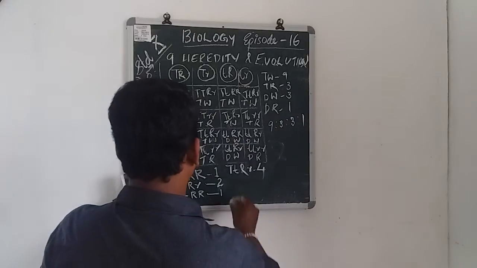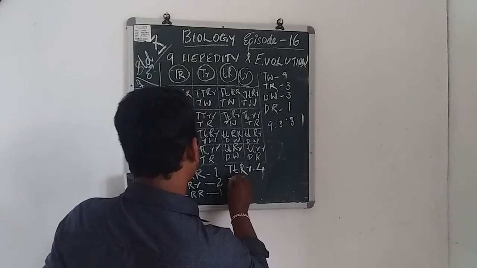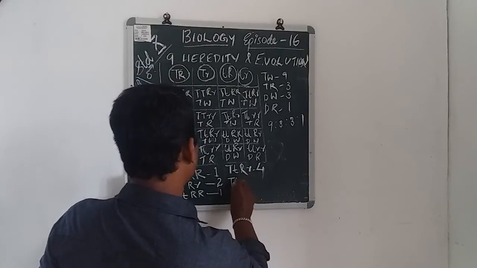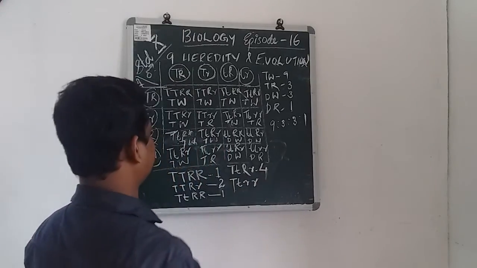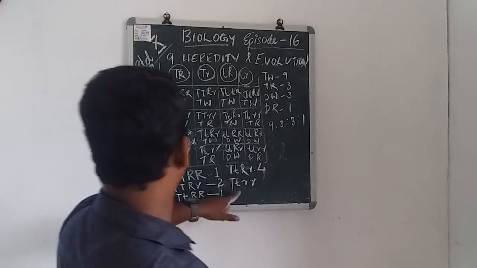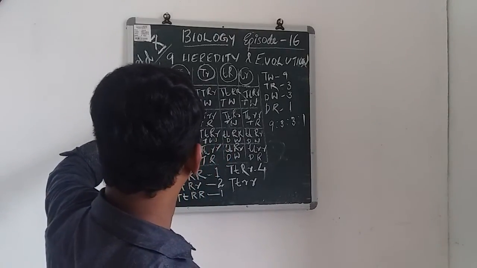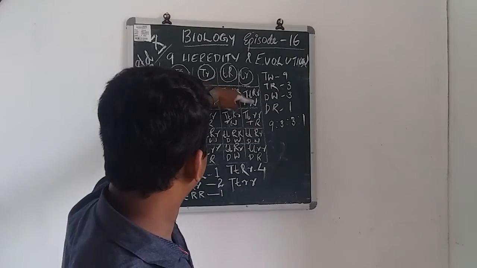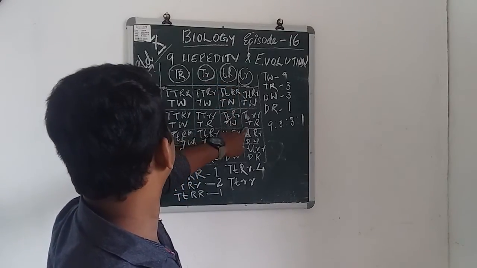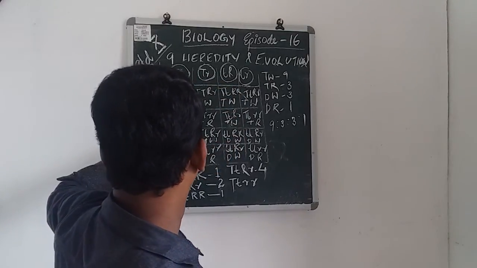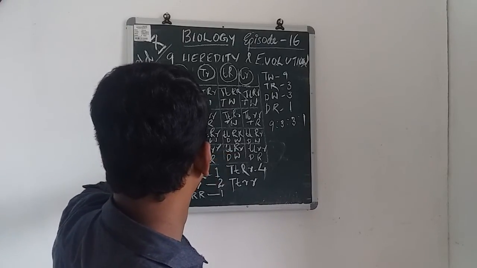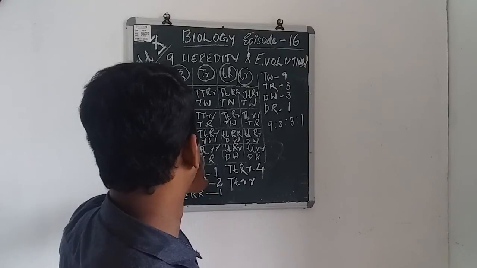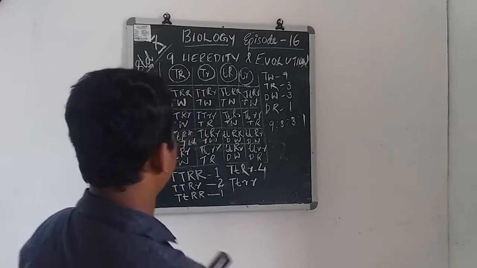And next, capital T, small t, small r, small r. Capital T, small t, small r, small r. Look, 1, 2, yes, 2.